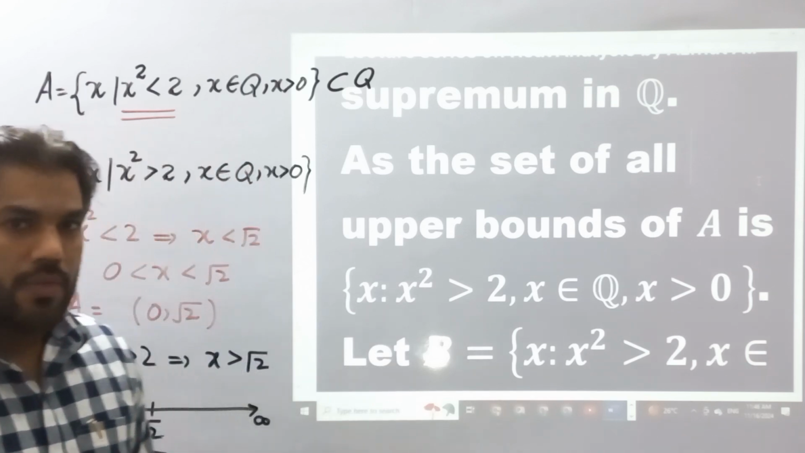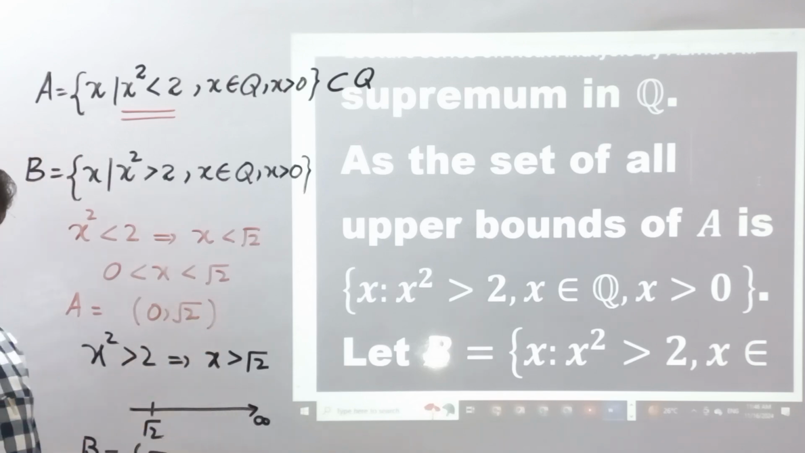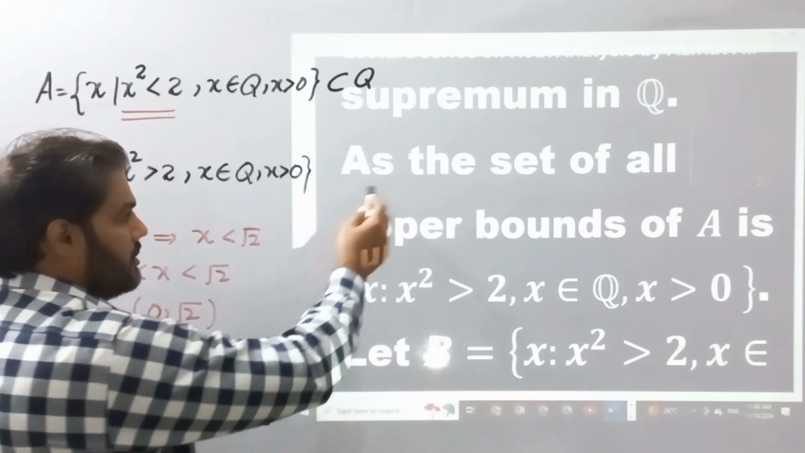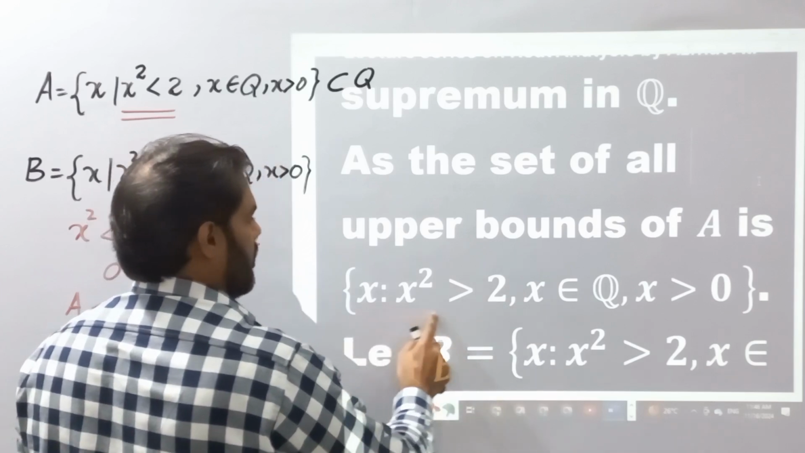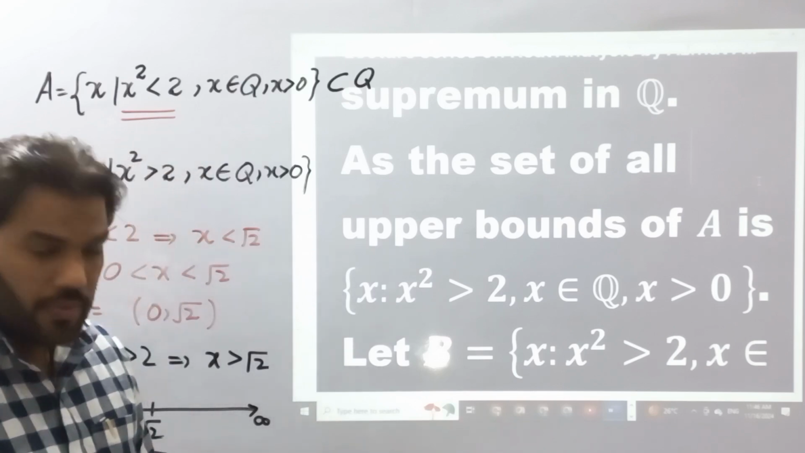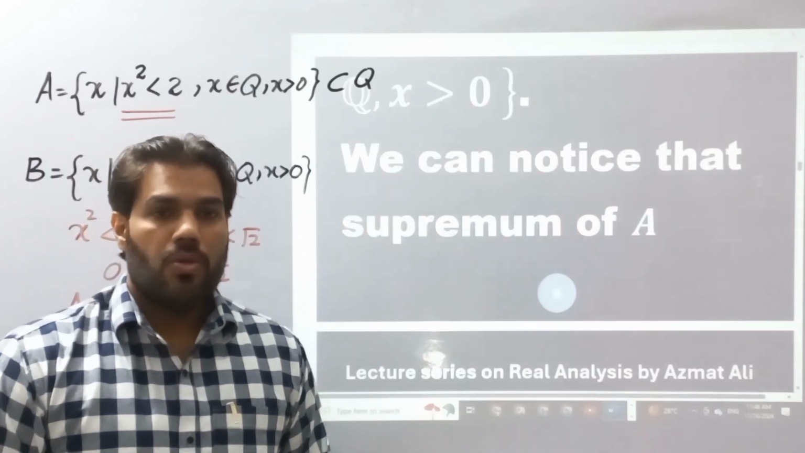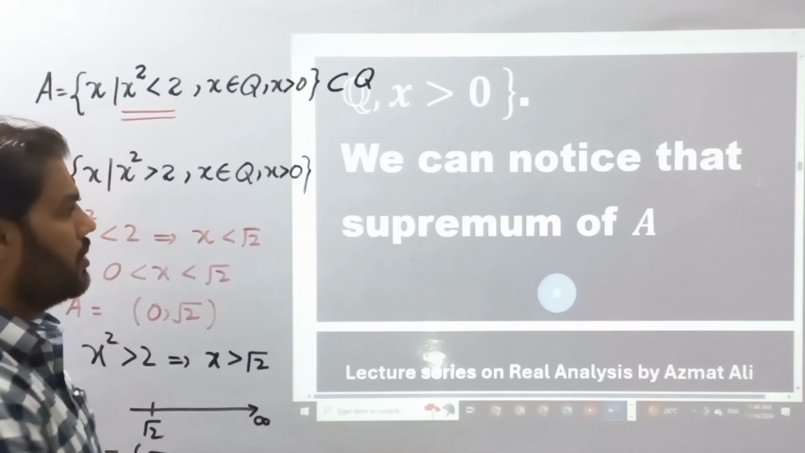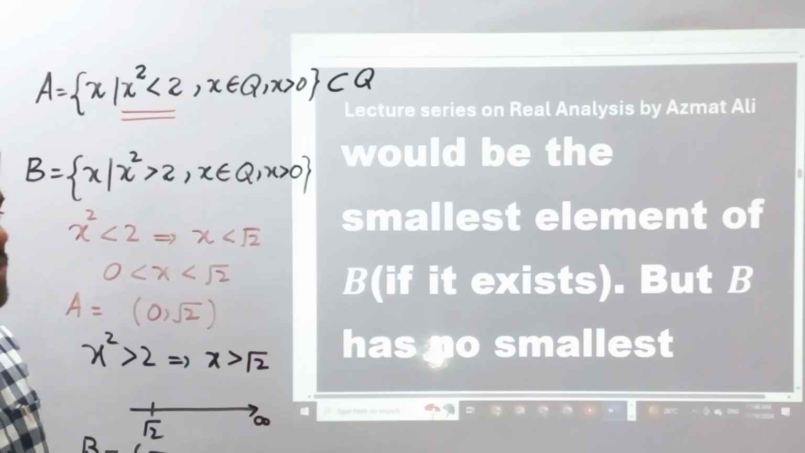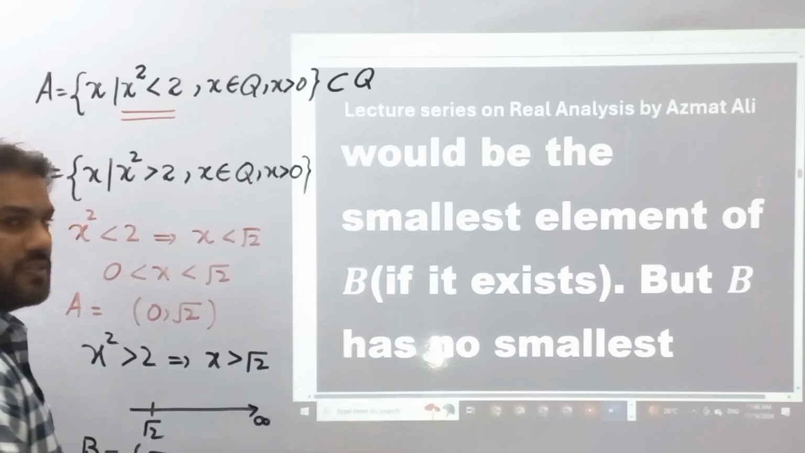I again repeat, the upper bounds of A are the elements that are greater than every element of A, and these consist of set B. So set B has all the elements that are the upper bounds of A. As the set of all upper bounds of A consists of all these elements, let this set be equal to B. So we can notice that the supremum of A would be the smallest element of B if it exists.